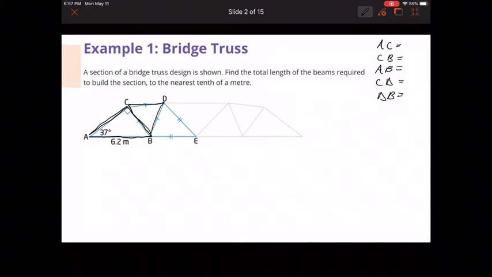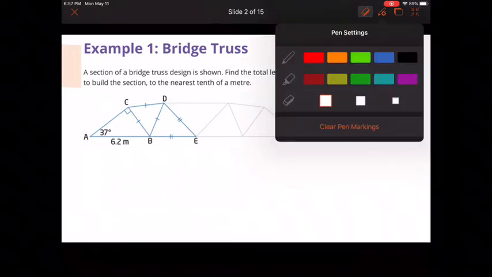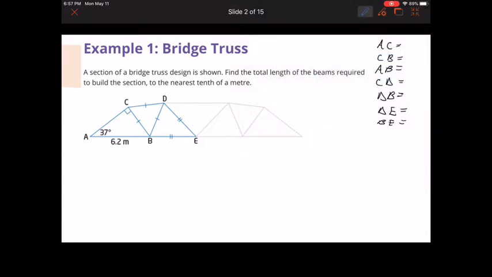So again, I don't need to do BD again. I just have DE and BE. So 1, 2, 3, 4, 5, 6, 7. If you count them all out, making sure that you've got them all. So I'm going to leave that up in the corner so I know. The only one that I do know so far is AB is 6.2.